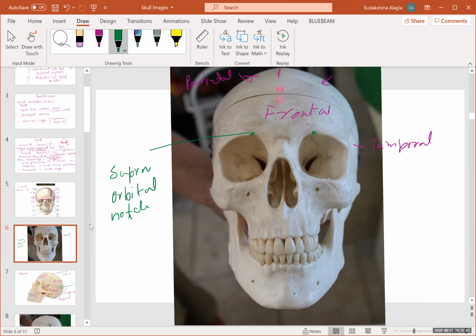Orbital surface. Let me explain that. Basically, several bones together make up the orbit. What is the orbit made of? It's made of several bones together. So those bones that contribute to the structure of the orbit have a surface in them that's basically facing the orbit. Yes, it's the orbit.